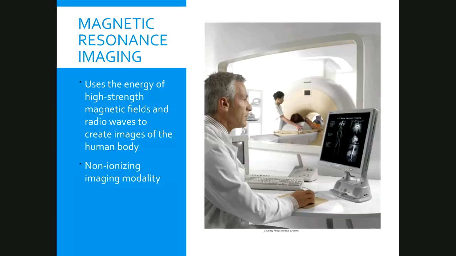Then we have magnetic resonance imaging, or MRI. MRI uses the energy of a high-strength magnet and radio waves, and that creates images of the human body. It also is non-ionizing. Okay, you can see in here that the patient is in this kind of open scanner. One of the technologists is out there with a patient. I mean, not ideal, but they might just be positioning at this point because that magnet is very, very strong, much stronger than your refrigerator magnet.